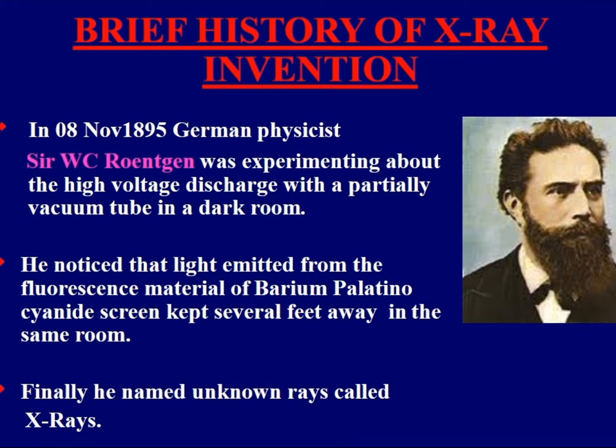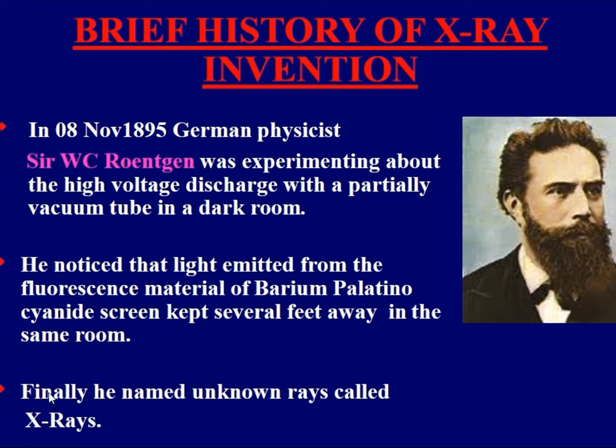So he noticed that these are some rays which can pass through almost all materials. Since he did not know anything about these rays, he named them X-rays. So the discovery of these X-rays was actually an accidental discovery. Sir W.C. Röntgen was not willing to discover X-rays. He was working on some other experiment, and X-rays were accidentally discovered.